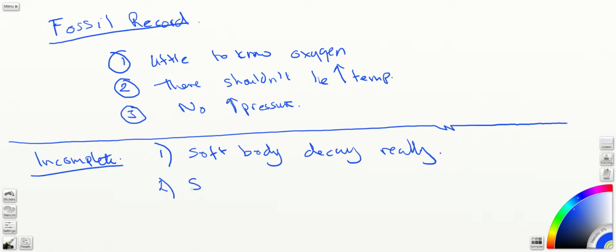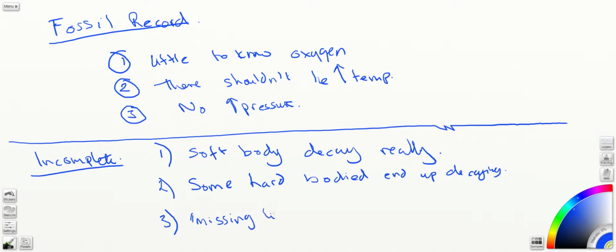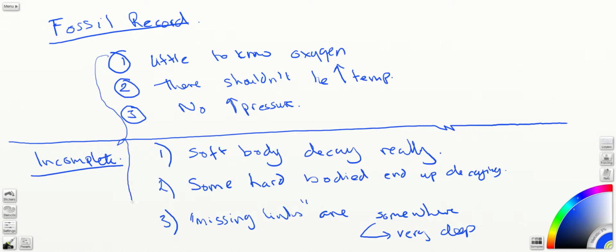Number two, some hard parts of organisms end up being decayed because there's too much pressure, too much oxygen, or whatnot. So hard-bodied organisms end up decaying, and they're not preserved. And number three is that perhaps the so-called missing links are somewhere to be found. So we don't have them yet, but perhaps they're going to be found. One of the things that they say is that they are buried deep under earth, so it's really hard to get to. When you combine these points together, this is an explanation of why the fossil record is incomplete.